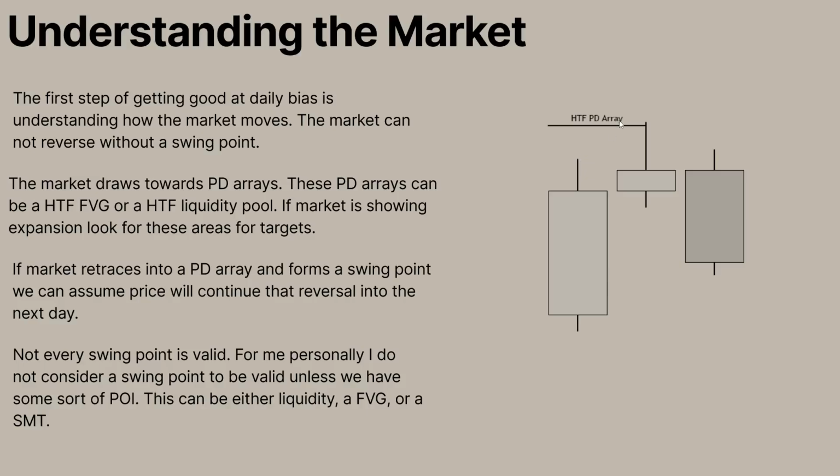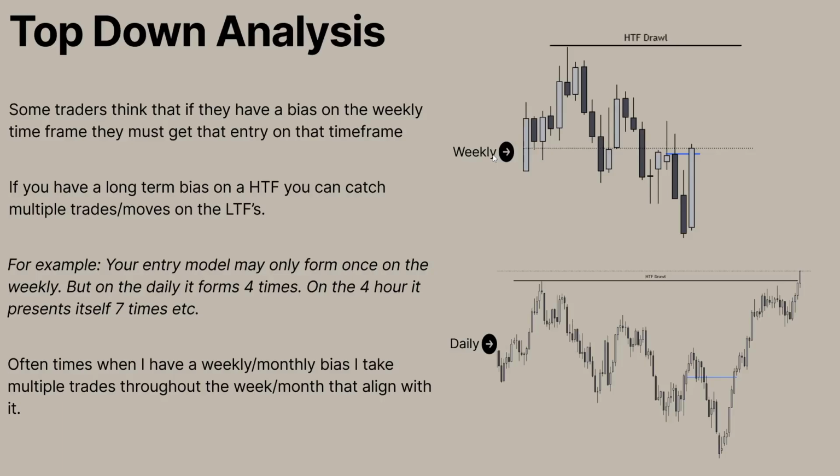So you can see here, like I said, we close below previous day high, so we can target previous day low. We have a swing point, high time frame PD array, and we take out previous day low and we're expanding bearish. Now, not every swing point is valid. For me personally, the only way I consider it a swing point is if we have some sort of point of interest. So it has to be either liquidity for me, a fair value gap, or a high time frame external S&T.